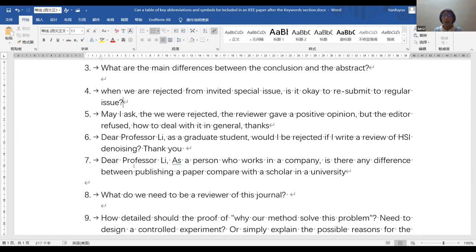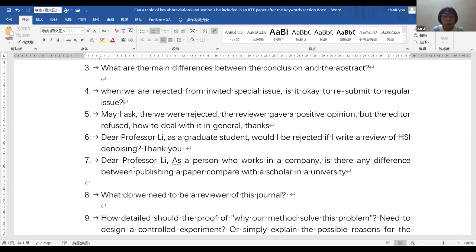The rejection or acceptance depends on the reviewer, okay? It's possible to be accepted, and of course it's also possible to be rejected. It's more about the quality. It's not about whether you are a student or not.